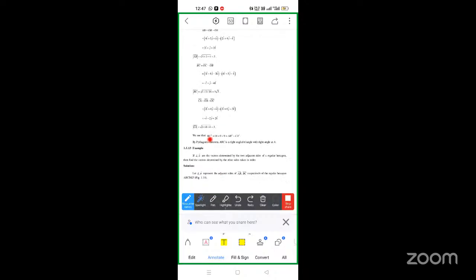So therefore, BC² = AB² + CA². By using the Pythagoras theorem, the hypotenuse square equals the sum of squares of the remaining sides. So clearly we can say that the given triangle is a right angle triangle at A.